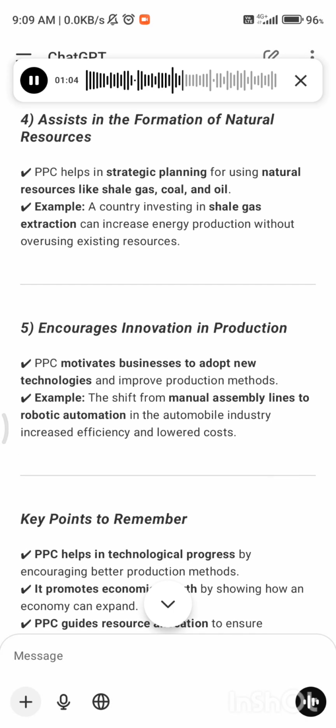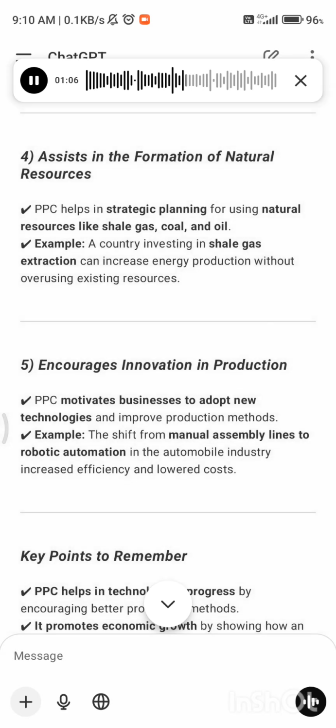4. Assists in the formation of natural resources. PPC helps in strategic planning for using natural resources like shale gas, coal, and oil. Example, a country investing in shale gas extraction can increase energy production without overusing existing resources.